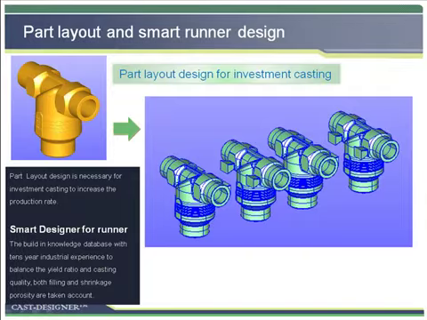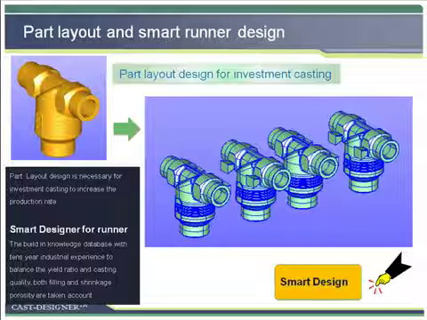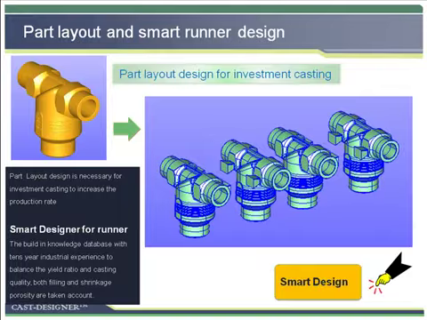Before designing the main runner and pouring cup, or main tree in other words, we need to make the part layout design first. Part layout design is necessary for investment casting to increase the production rate. The layout method mainly considers the inner gate and wax process, and also needs to consider the mass distribution and thermal balance later.